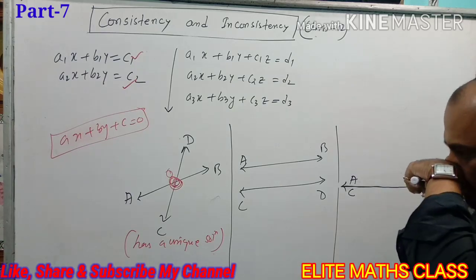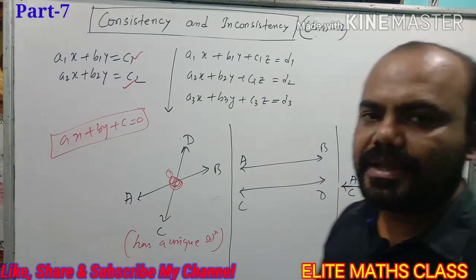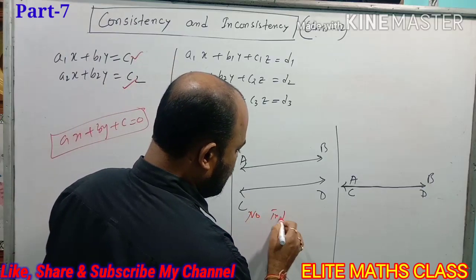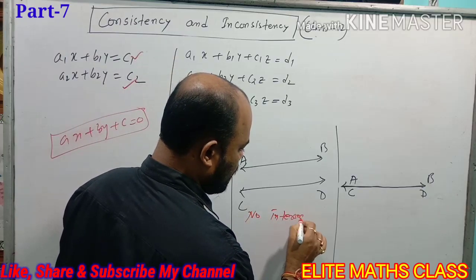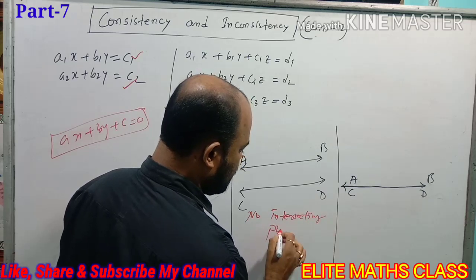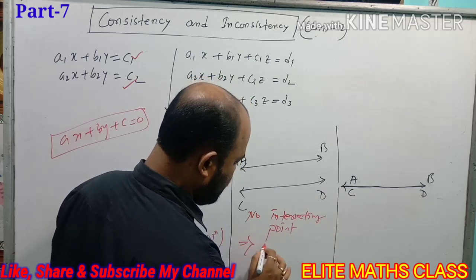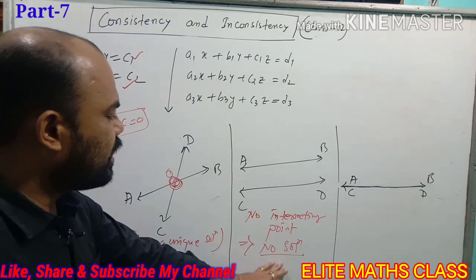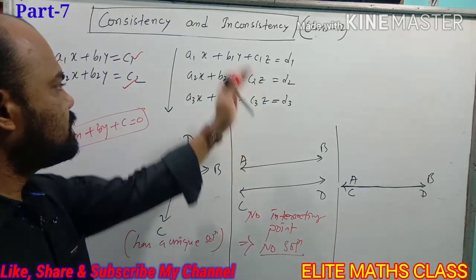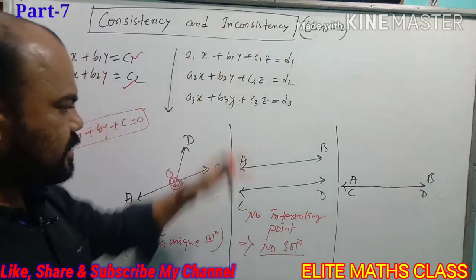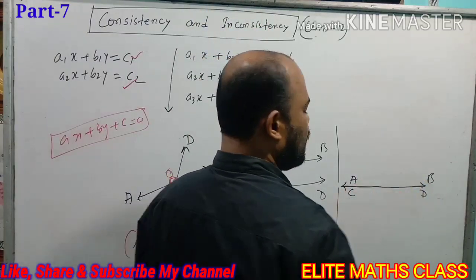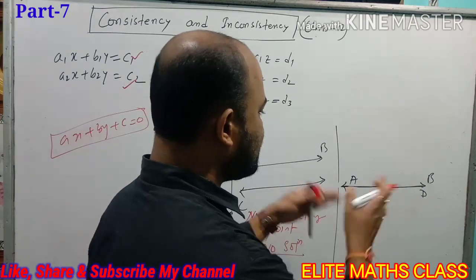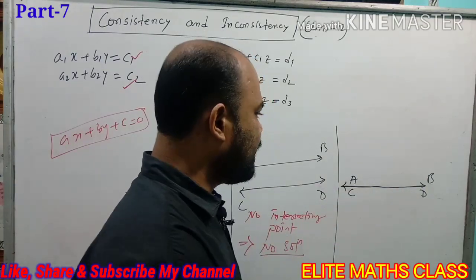Now see, in this case, AB and CD, these two straight lines are parallel. Parallel means no intersecting point. No intersecting point means no solution. No solution means the third case, inconsistent. Now see, here two lines, that is two coincident lines. One line is coinciding with the other, that is, line AB is coinciding with line CD.